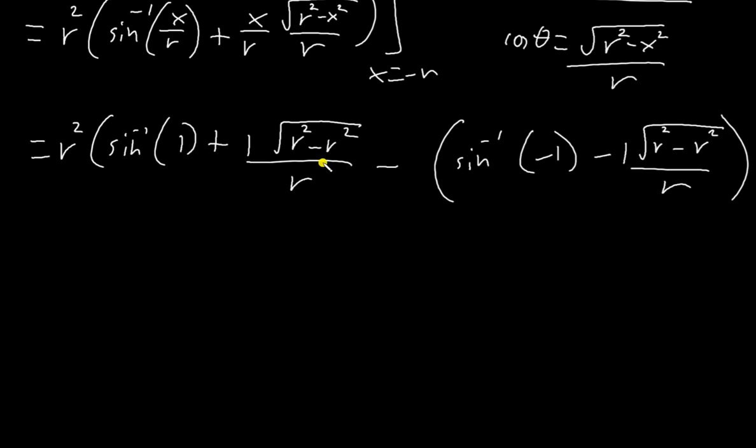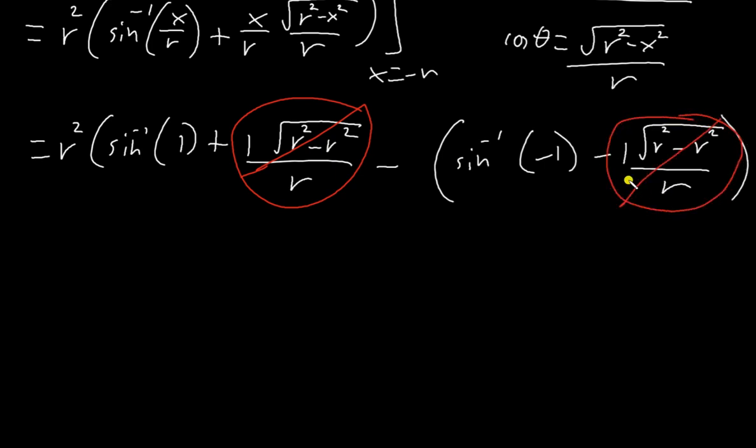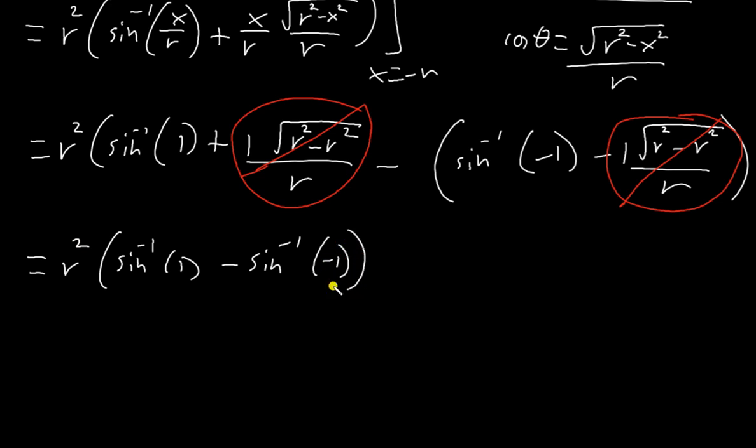So notice right away that the r squared minus r squared is 0. So this whole thing is 0. So I can just take the entire thing and just draw an x through it, or whatever that's called. I don't know what that's called. Same thing here. We can draw a line and a circle through it. That's what I'll say. So simplifying this is r squared times the inverse sine of 1, and then minus the inverse sine of negative 1.